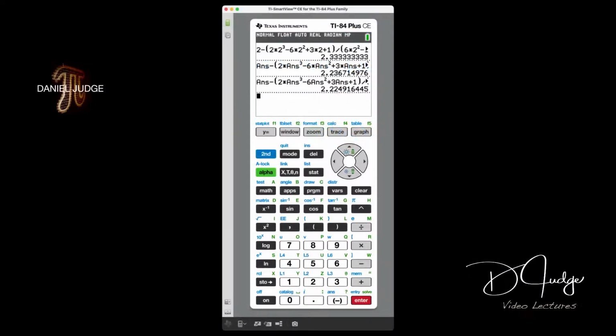Okay, we're going to try the TI. Prior answer minus 2 times that answer raised to the 3rd power. Come out of there. Minus 6 times that answer raised to the 2nd power. Come out of there. Plus 3 times that answer plus 1. You come out of there divided by the derivative now. That was 6 times that answer raised to the 2nd power.